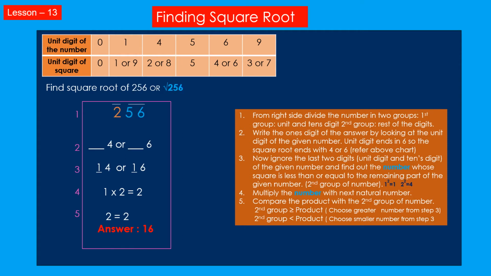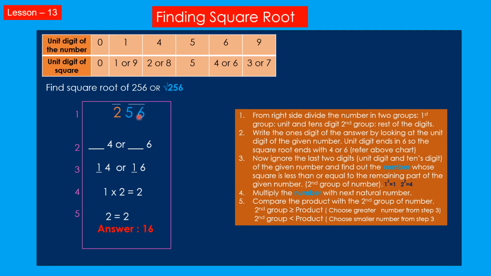Let us take another example. Find the square root of 256. Step 1. From the right side, divide the number into two groups. First group, unit and tens digit. So here the unit and tens digits are 5 and 6.